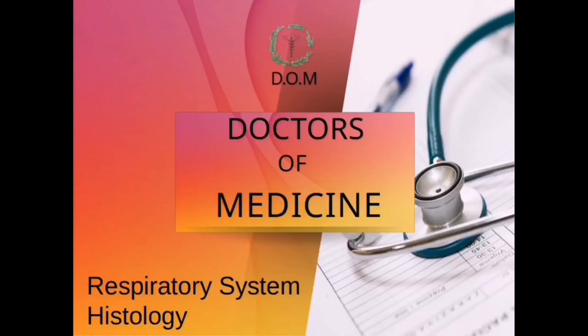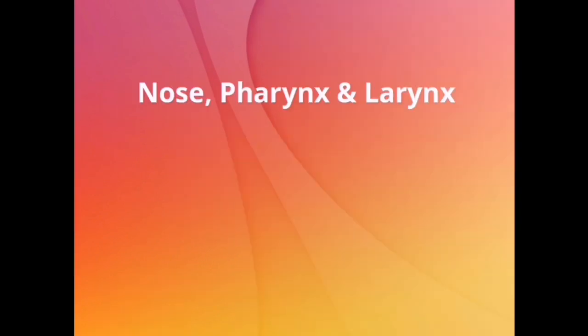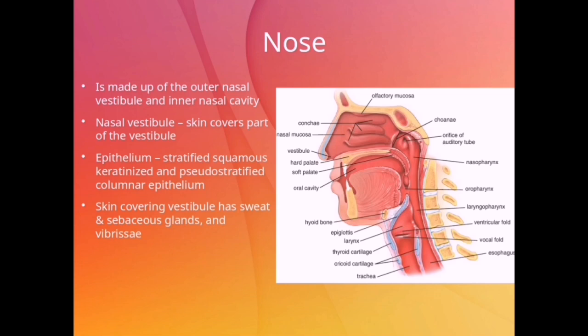Okay, so in this video, let us look at the nose, the pharynx, and the larynx. Recall that these structures are the ones which make up the upper respiratory tract. The nose has two parts: an outer nasal vestibule and an inner nasal cavity.